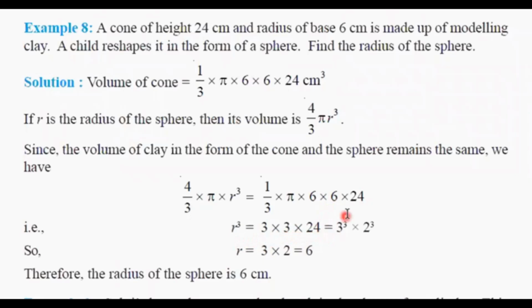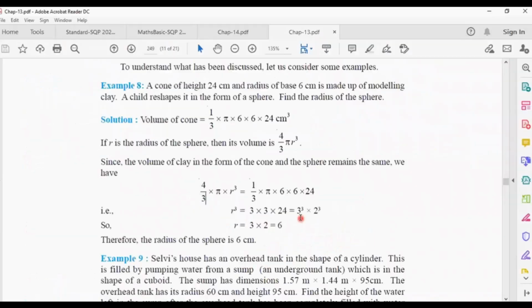So 24 can be written as 3 into 8. So 3 into 3 into 3 into 8, and 8 is 2 cube. So to find the cube root, you want to make some adjustment like this. Otherwise, it will be difficult. You know how to find the cube root by the prime factorization method, right?